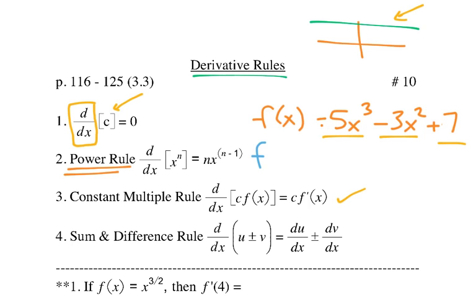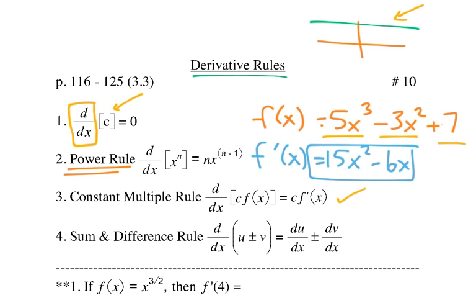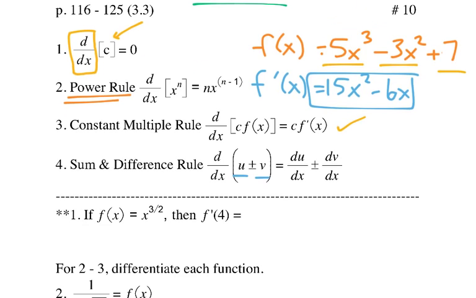If I find f prime of x of this one, I'm going to use the power rule, same way that we did before. It's going to be 15x squared minus, and then I just do this one separately. 3x squared becomes minus 6x, and then 7 goes away. So the final answer would be 15x squared minus 6x. So basically, if there are multiple terms, you can take the derivative of them separately. And you're going to see that a lot.